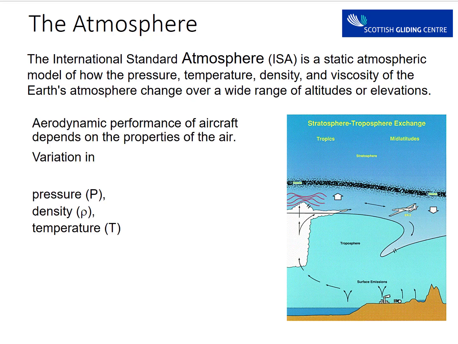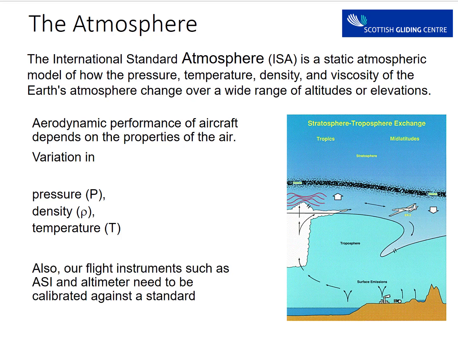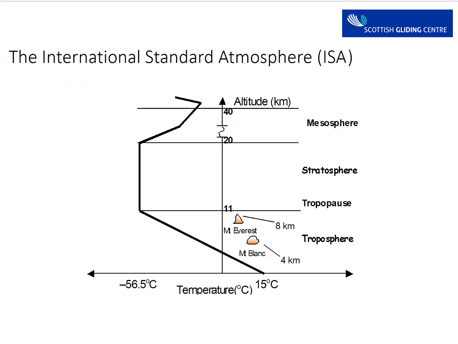Now, the aerodynamic performance of our aircraft will depend on the properties of the air as it goes up through the atmosphere, particularly the pressure, the density and the temperature, and that's what our standard atmosphere tells us. And we also use the International Standard Atmosphere to calibrate our flight instruments, such as the airspeed indicator and the altimeter. Now that's what our International Standard Atmosphere looks like, and it breaks up the atmosphere into 3 zones when we're close to the Earth, and these are the ones that really affect us. There are some other areas which are outside the atmosphere or on the margins of space.